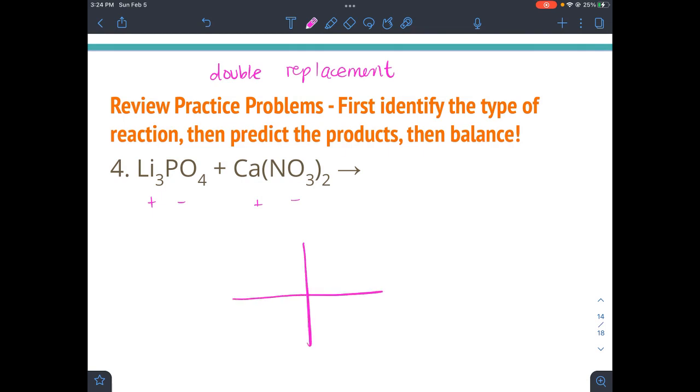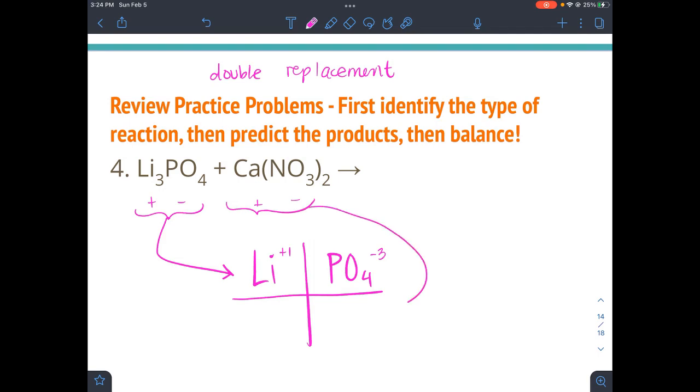Down below here, I'm going to do the grid like we did in the double replacement video. So lithium phosphate, I'm going to write the ions on the top part of the grid. So lithium and phosphate, and then I'm going to make sure I put in their charges. Lithium is +1, phosphate is -3. On the bottom, I'm going to put the ions for calcium and nitrate. Calcium is Ca+2, nitrate is NO3 -1.